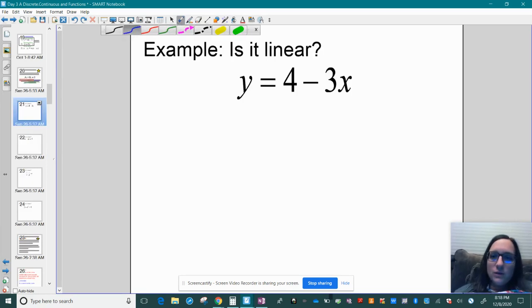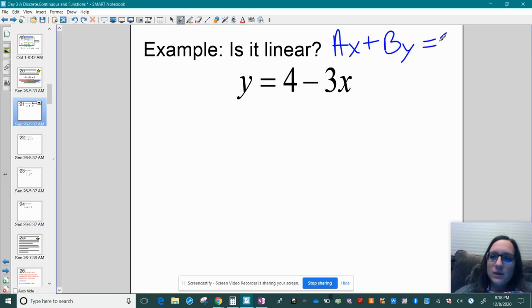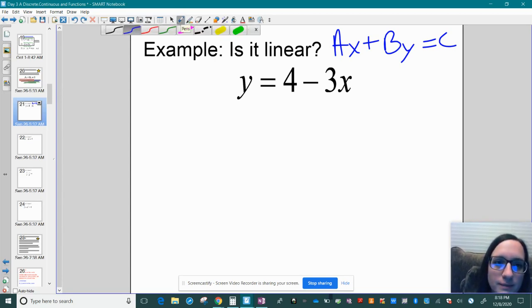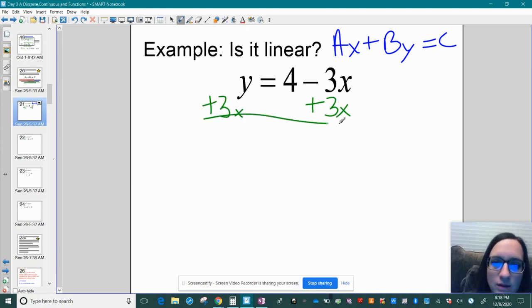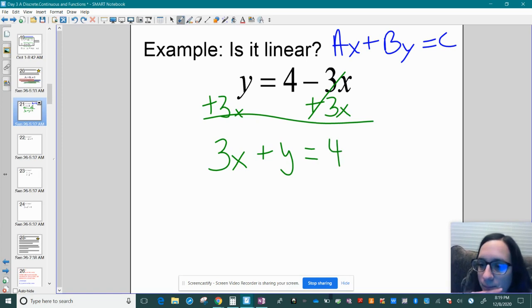So it's always helpful to write ax plus by is equal to c. That way we know that's what we want it to look like. Our y is already over there on the left. All we have to do is get our x term over there. So we're just going to have to add 3x to both sides. That way we are left with, now notice, we're not going to put the y first. We're going to put the 3x first plus y equals 4.